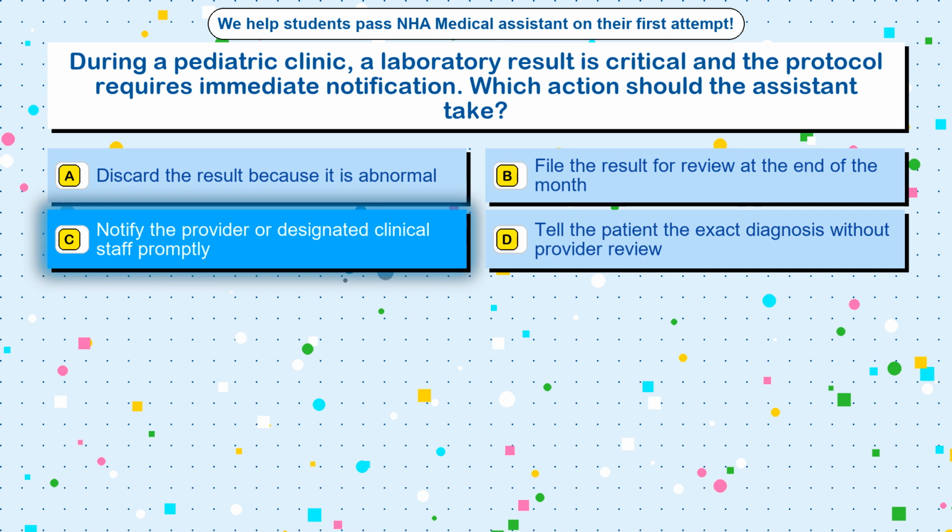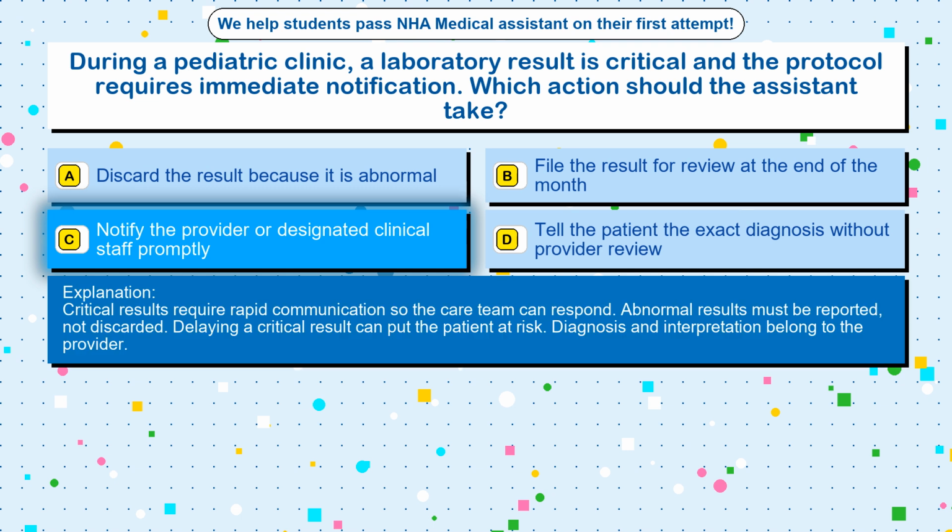Notify the provider or designated clinical staff promptly. Critical results require rapid communication so the care team can respond. Abnormal results must be reported, not discarded. Delaying a critical result can put the patient at risk. Diagnosis and interpretation belong to the provider.